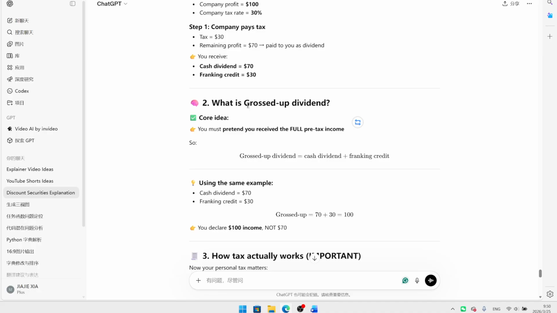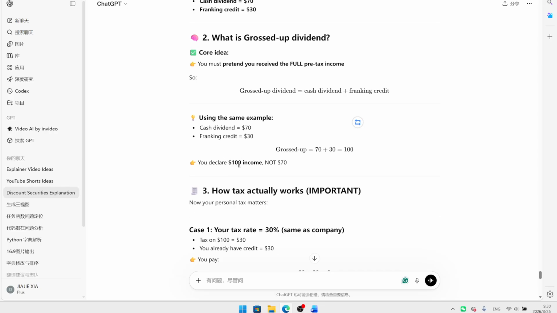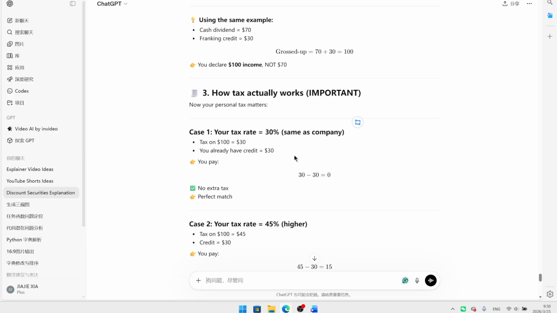You must declare the full grossed-up return. Gross up means cash dividends plus franking credits. Using the same example, you declare $100 income, not $70. Your tax rate is 30%. So your tax is $30, but you have paid that already through the company, so you do not need to pay extra tax.